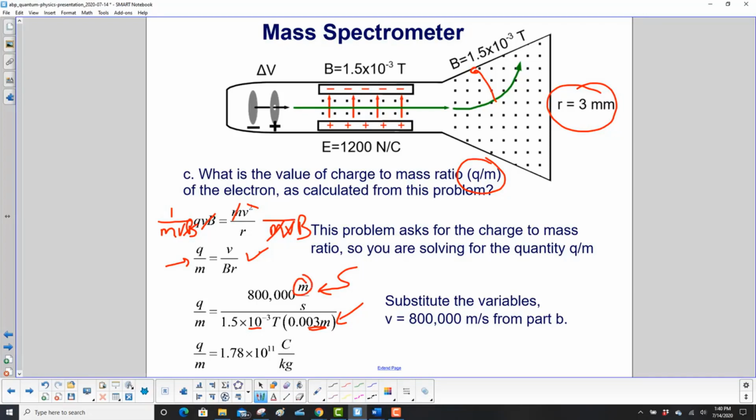Now you might question, how do meters per second and Tesla and meters all give us that answer? Well, as long as you use the SI units, and we've got a charge over mass, the result will be coulombs over kilogram.